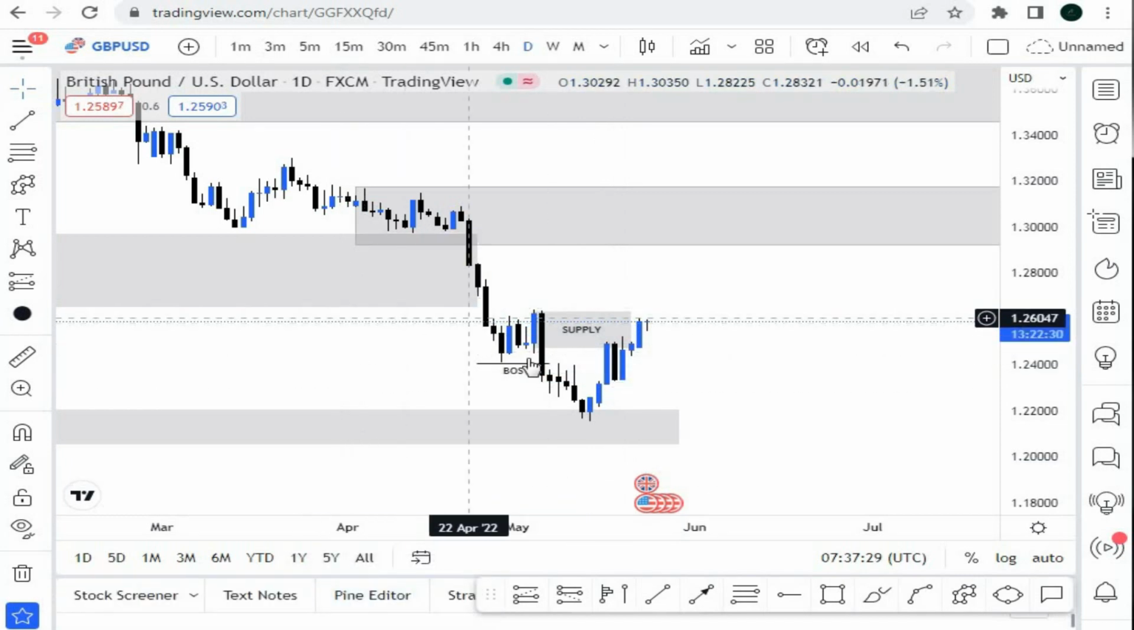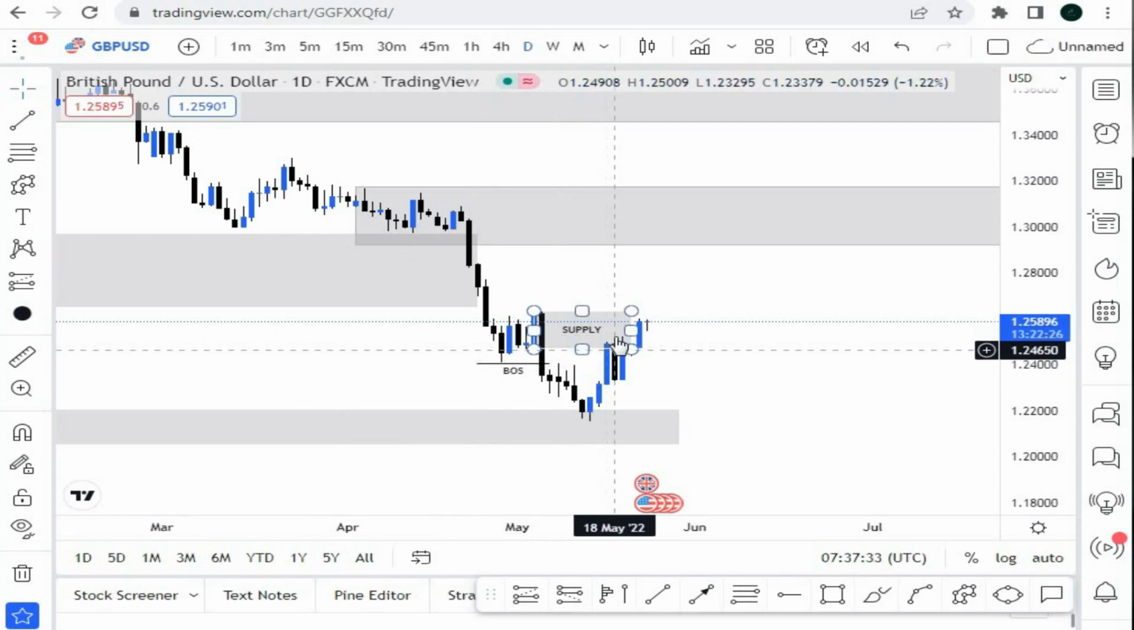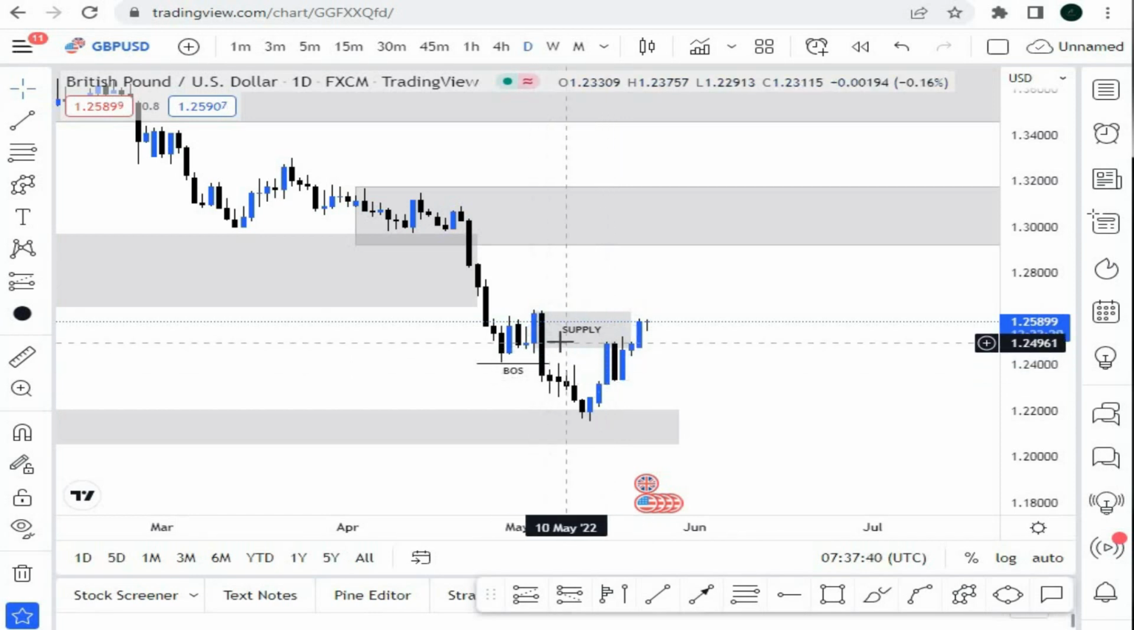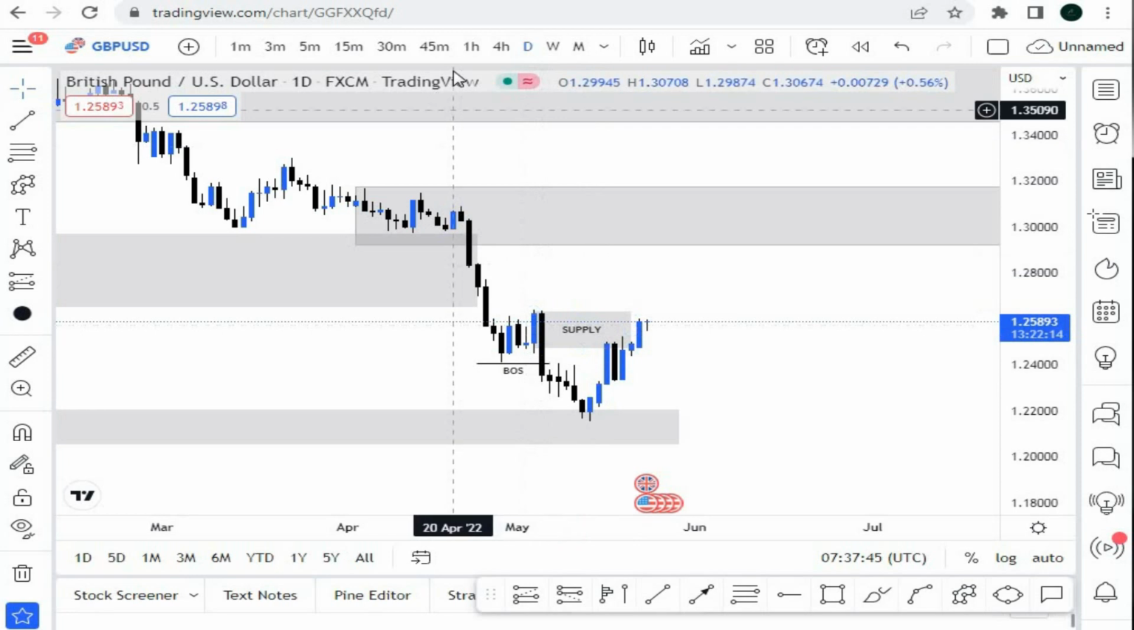And you guys know that once you identify a supply zone area, you want to look for a change of character. As you can see, they even give us a rejection candlestick while the price came back to this zone area, and I'm going to tell you why they have given us this rejection candlestick right there.